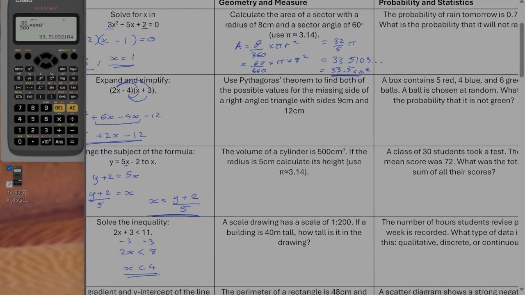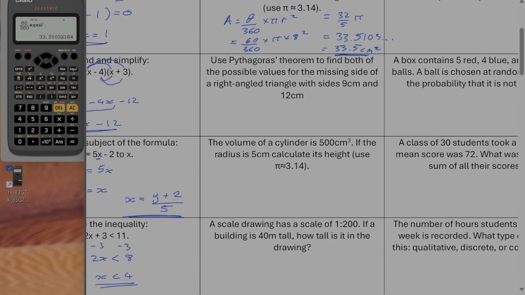Okay, use Pythagoras' theorem to find both of the possible values of the missing side of a right-angled triangle with sides of 9 centimeters and 12 centimeters. So for this, what I'm going to do is I'm first of all going to assume that I'm finding the hypotenuse, and then I'm going to assume that I'm finding one of the shorter sides, and that the 12 is the hypotenuse.